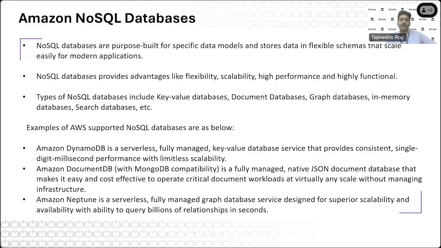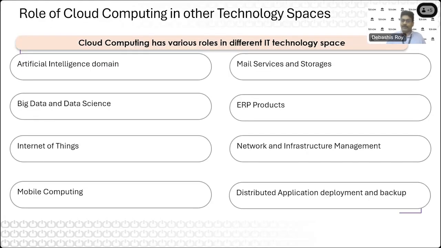Some examples of AWS-supported NoSQL databases are Amazon DynamoDB, Amazon DocumentDB, which is MongoDB compatible, and Amazon Neptune, which is a serverless managed graph database. Now coming to the questions from the related technology spaces: how does cloud computing help?